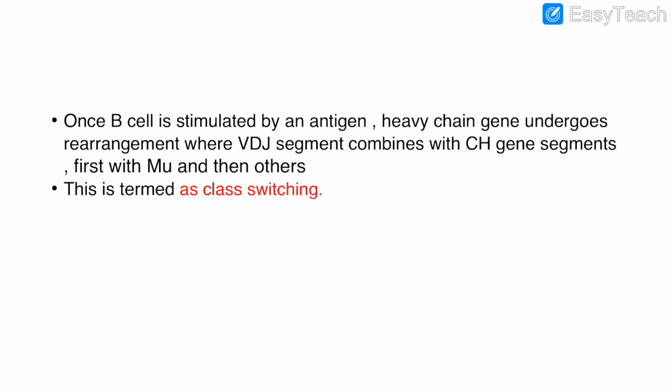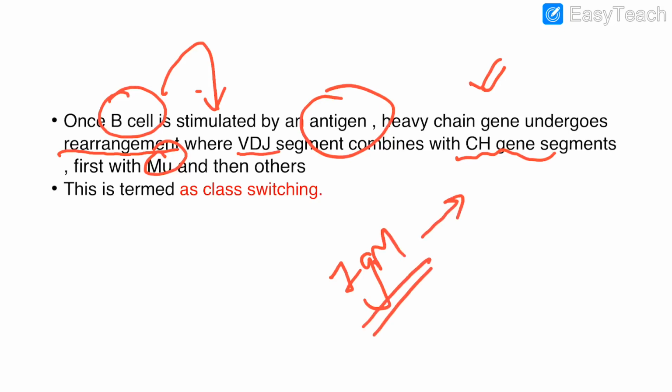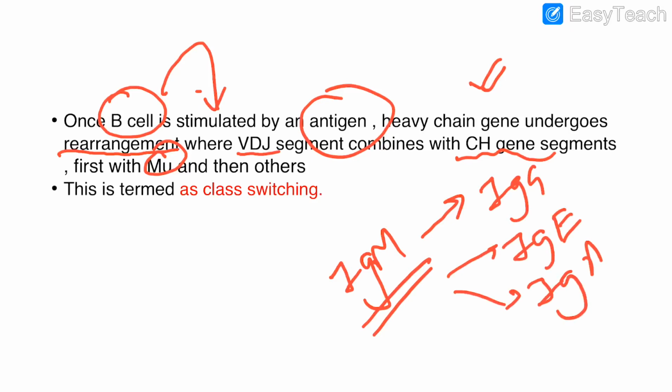Okay, whenever the B cell is stimulated, meaning activated by an antigen, then what happens? The heavy chain gene undergoes rearrangement, in which the variable portion, that is VDJ, where J is the joining, D is the diversity, V is the variable portion, combines with the CH gene segments. Constant portion, heavy chain segments, combine and come out with the first antibody, that is the mu, IgM. That's why always the first antibody to come is what? IgM. And later on, the further change can happen. It can change to IgG, it can change to IgE, it can change to IgA. So that is what is termed as class switching.